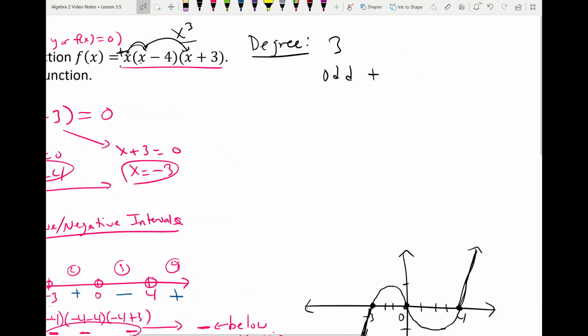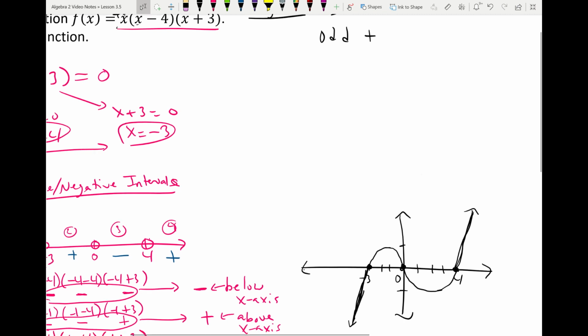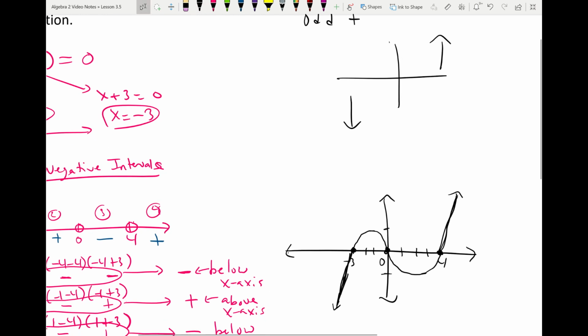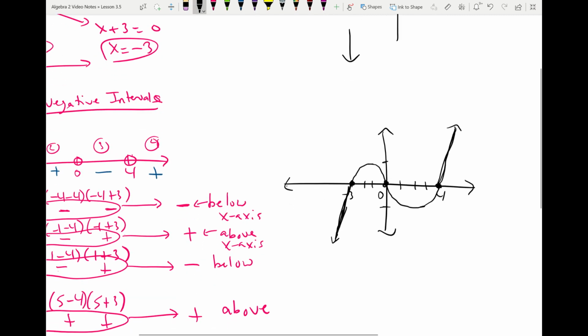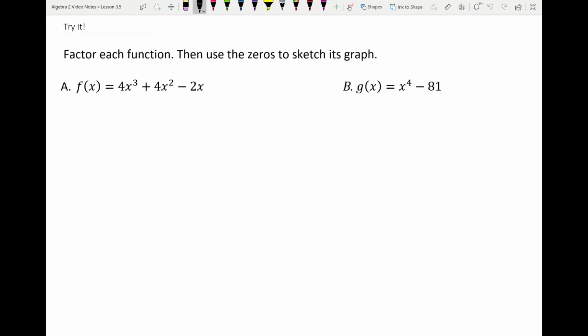And if you recall from the end behavior, odd positive is down and then up, which is exactly what we have here. If you look at the graph there, it's going down and then up. So this works out perfectly with our end behavior. Something to keep in mind. All right, so go ahead and try it, factor each function, and then use the zeros to sketch its graph. We'll talk about it in a little bit.